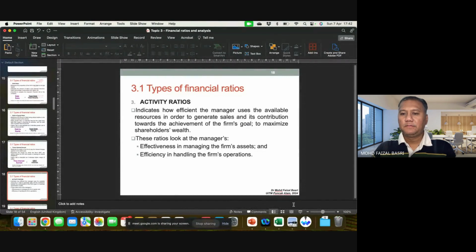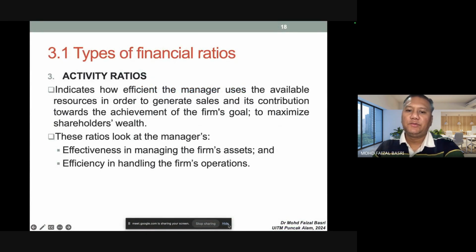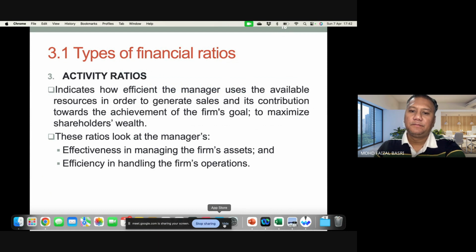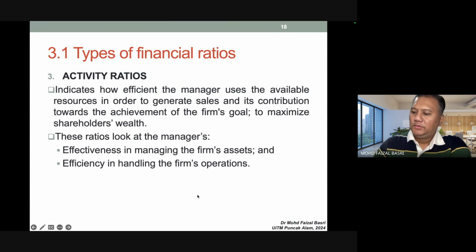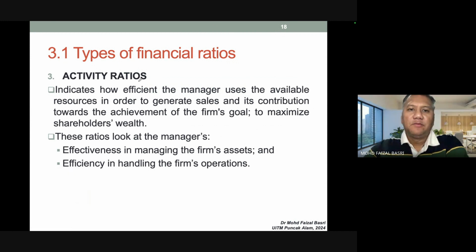Okay, let's continue with the third category, activity ratio. So now for activity, we have 5 more ratios.